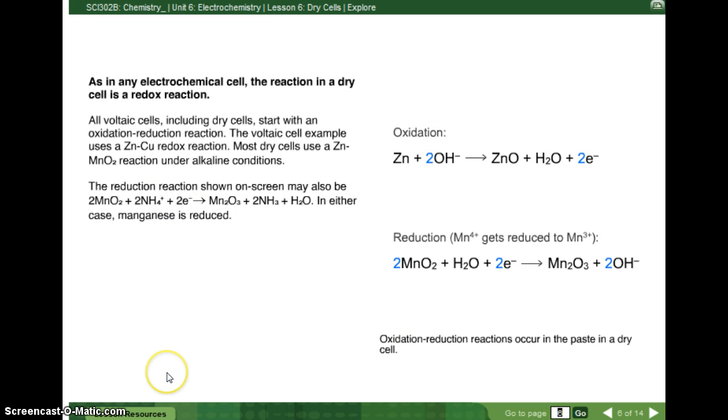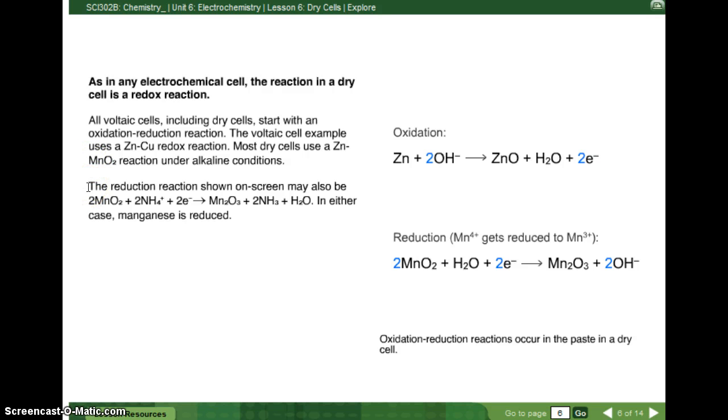As in any electrochemical cell, the reaction in a dry cell is a redox reaction. All voltaic cells, including dry cells, start with an oxidation reduction reaction. The voltaic cell example used a zinc-copper redox reaction. Most dry cells use a zinc-manganese dioxide reaction under alkaline conditions.